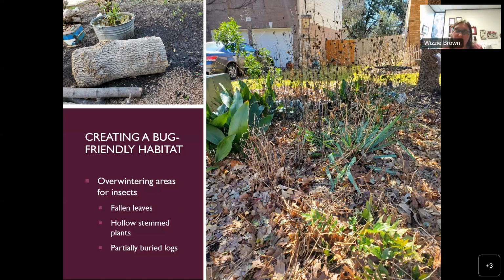And then if you're concerned about it, because some of these insects may take a little bit longer, you can bundle up those plants and stick them into a back corner of the yard that is undisturbed. That way, when those insects need to emerge, they can.